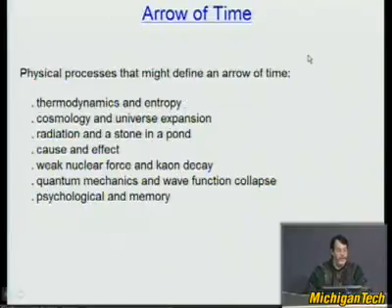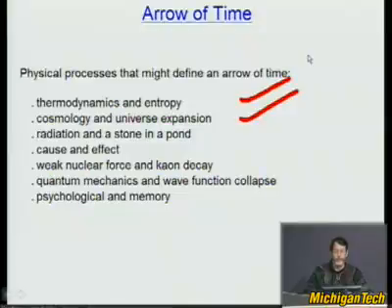So there are, people think, a bunch of physical processes that might define an arrow of time, where an arrow of time means you know which way to run the movie. Thermodynamics and entropy, like just shown. Cosmology and the universe expansion might. The universe is expanding now, so you just point the arrow of time and the universe is still expanding. Radiation and a stone in a pond. If you throw a stone into a pond, you see circles emanating from it. You should be able to know which way that goes. Cause and effect, more general. You know something causes something else. You have knowledge of that. Shouldn't that orient the arrow of time?